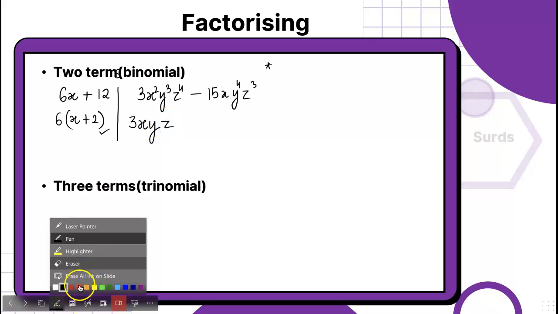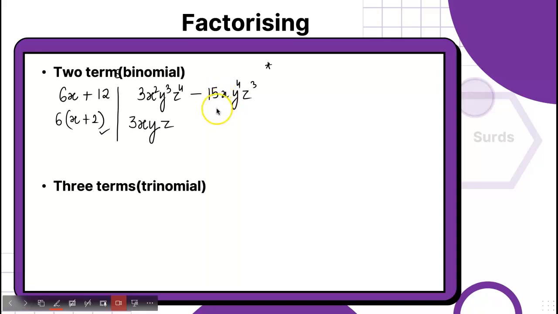Now, what next? We will take the HCF of these terms, or you can just consider the lowest powers of each variable. X has power 2 here and power 1. Which one is the least of these two? This is the lower one, so we write 1. Smaller value, smaller power basically, so you have to take the smaller indices. You have y cubed and y to the power 4. Of 3 and 4, 3 is smaller, so we write 3 here. Z to the 4 and z cubed, we write 3 there. So this is how we identify what exactly the common thing is.